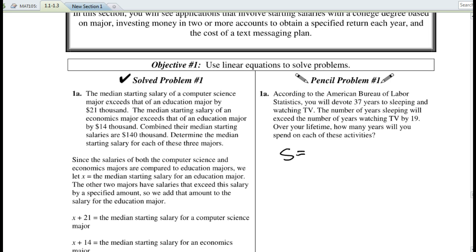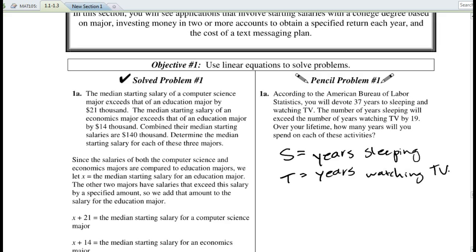So let's let S be years sleeping, and then T years watching TV. So basically then you want to go back over the problem and read each sentence and see if you can make an equation. So first sentence says you'll devote 37 years to sleeping and watching TV. Well, that's cool. That tells me that S plus T equals 37.